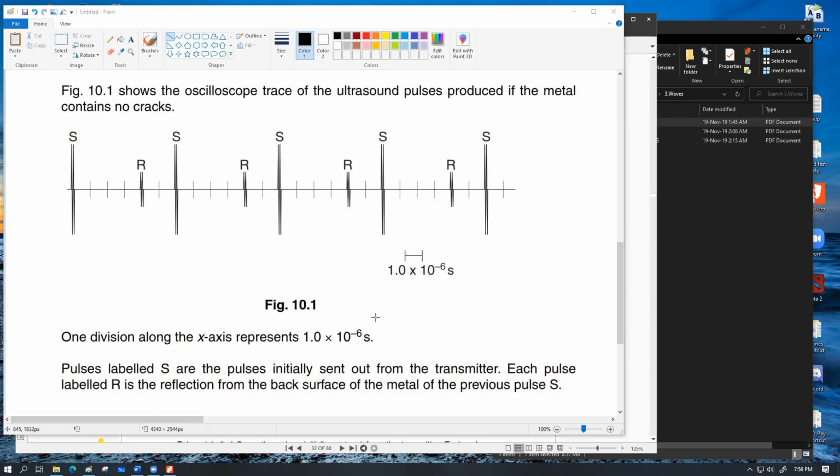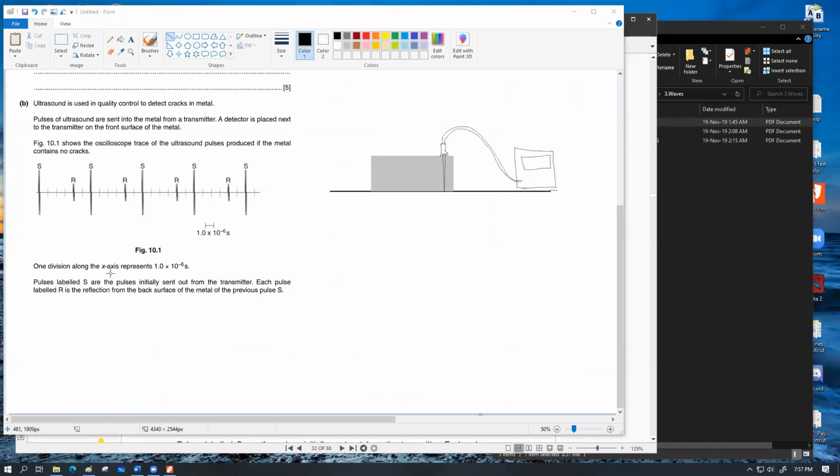The sound will be reflected from the bottom surface of the metal piece, and it will be coming back over here. So you can see it is going to take 4 of these horizontal divisions, or I can say 4 × 10⁻⁶ seconds for the entire pulse to travel all the way below and reach back up. So let's go ahead and look at the rest of the question.